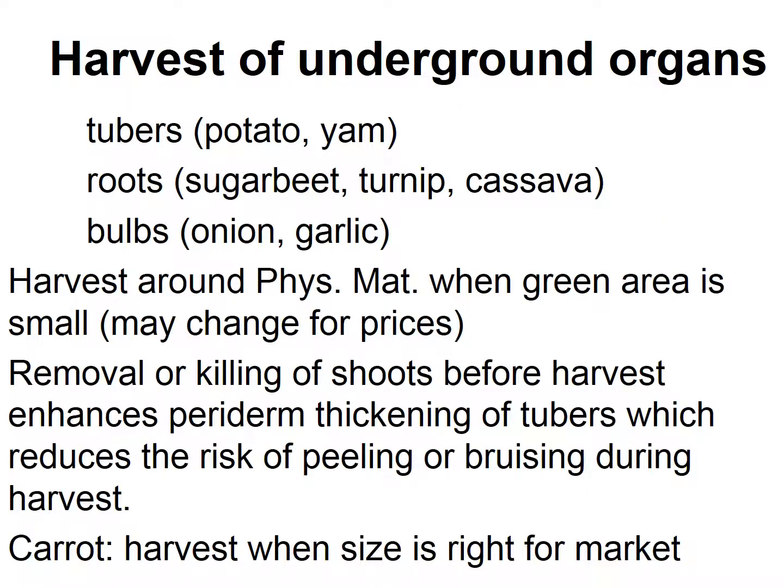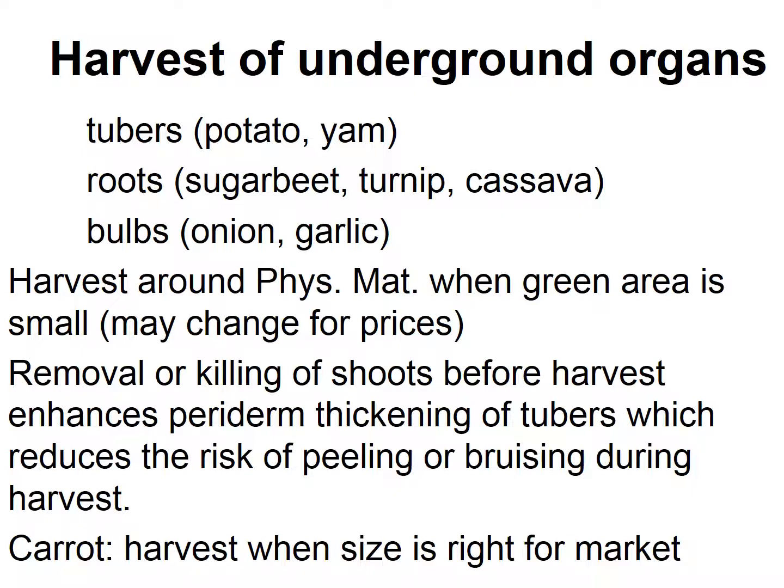In the case of underground organs, we have tubers like potato and yam, roots like sugar beets, turnip or cassava, and bulbs like onion or garlic. In general, the idea is to harvest around physiological maturity when green area is small. In some cases, we may advance harvest, for instance for potato, if the prices are high enough.